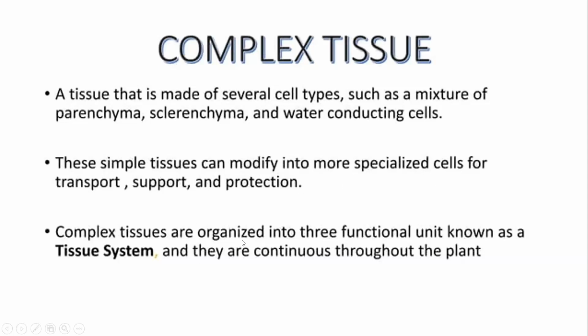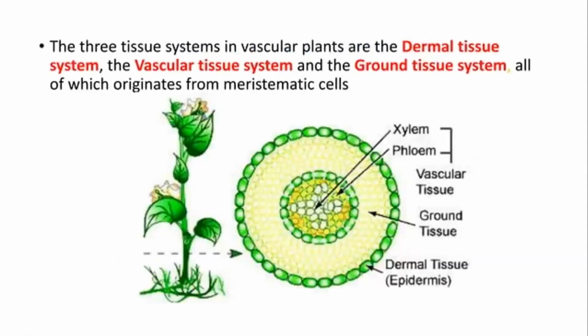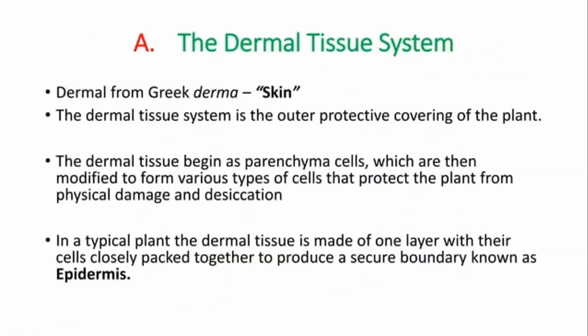The complex tissues are organized into 3 functional units known as the tissue systems, and they are continuous throughout the plant. The 3 tissue systems in vascular plants are the dermal tissue system, vascular tissue system, and ground tissue system, all of which originate from the meristematic cells only. So already we discussed this dermal tissue system.